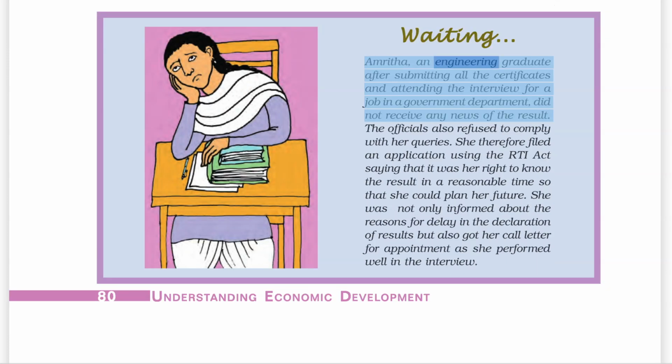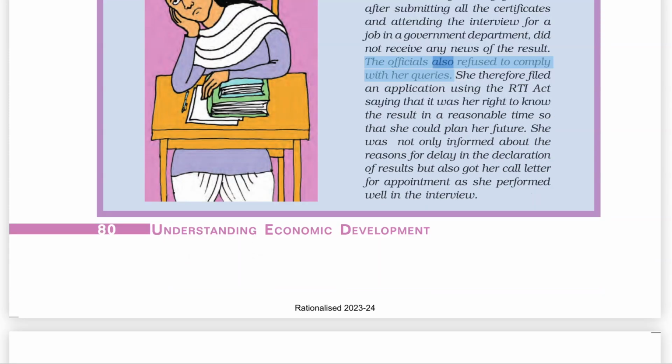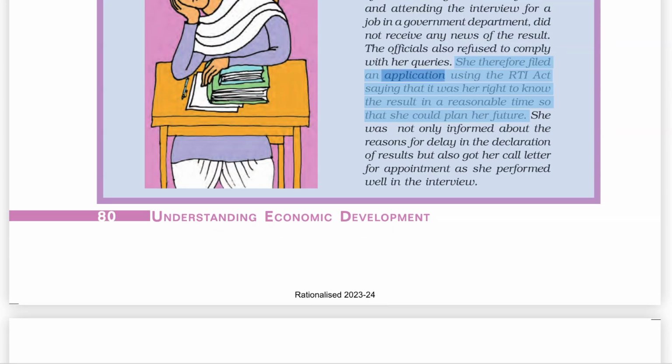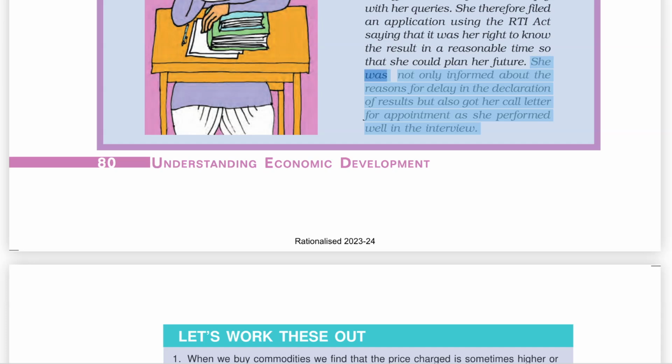Amrita, an engineering graduate, after submitting all the certificates and attending the interview for a job in a government department, did not receive any news of the result. The officials also refused to comply with her queries. She therefore filed an application using the RTI Act, saying that it was her right to know the result in a reasonable time so that she could plan her future. She was not only informed about the reasons for delay in the declaration of results, but also got her call letter for appointment as she performed well in the interview.